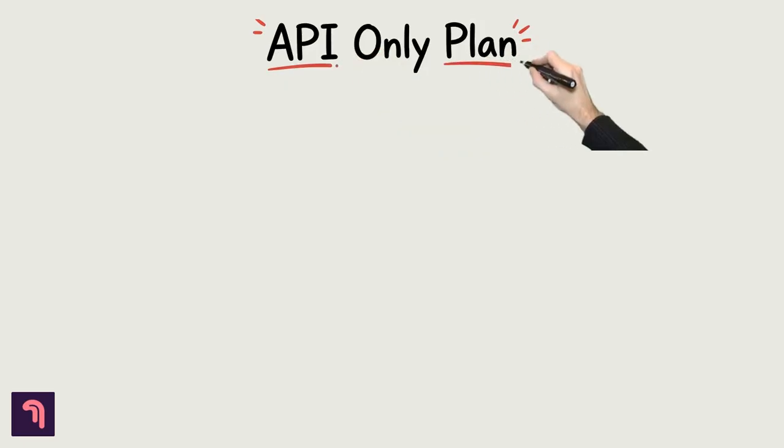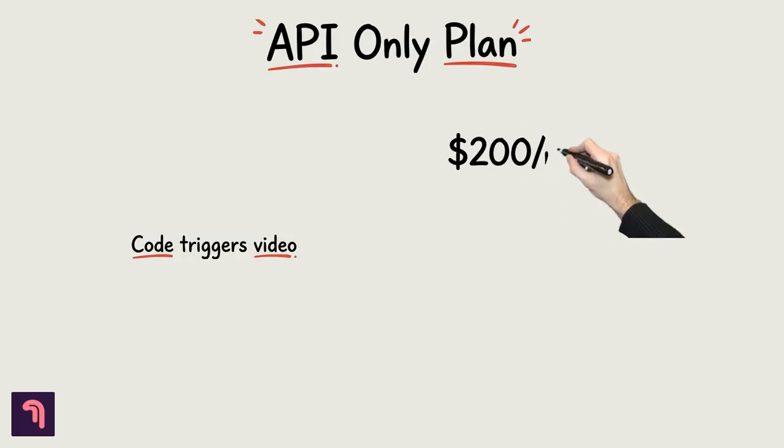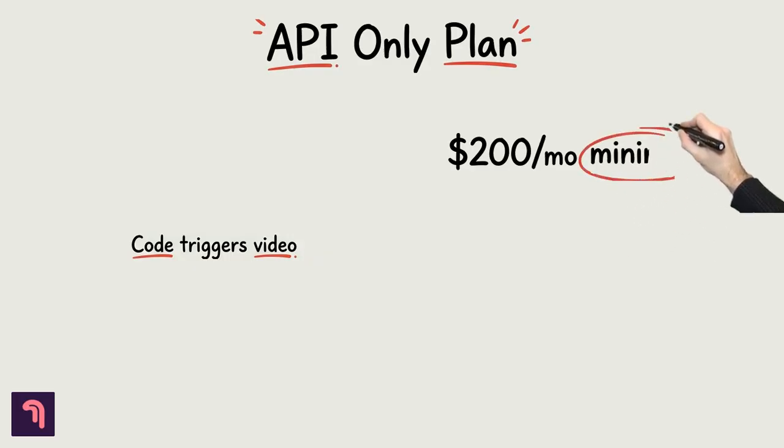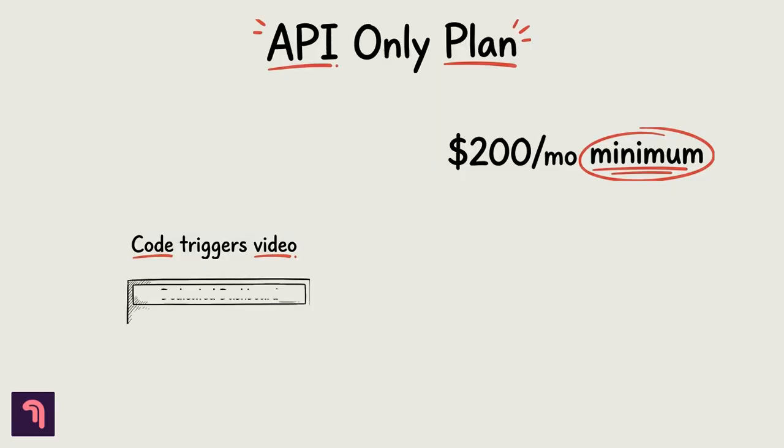The third path is the API-only plan. This is for teams that want Golpo as infrastructure, not a creative tool. There is no manual video creation in the dashboard. Everything is triggered by code. Billing is usage-based with a minimum commitment of $200 per month. Platform access is not included, so if you need the dashboard, this is the wrong plan.